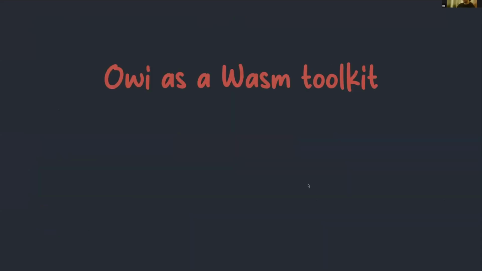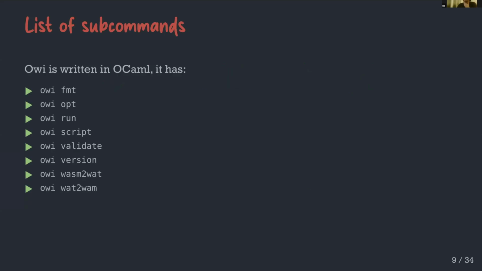So now I'm going to present OWI. Initially, it was an OCaml interpreter working on regular Wasm programs that I made to experiment during my PhD. It has many things, like a formatter, a naive optimizer, a concrete interpreter working on text or binary files, an interpreter for Wasm script, so the Wasm test suite, some stuff to validate some programs, and to perform some conversions.